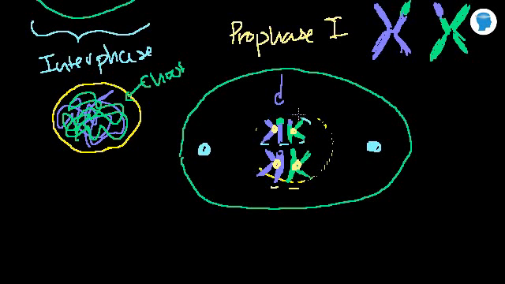Let me erase all of that. And of course, we have the spindle fibers that have been generated by now with the help of the centrosomes. And some of them, we learned, this is exactly what happened in mitosis, attach to the kinetochores, which are attached to the centromeres of these chromosomes. Now, what's interesting here is that they each attach.